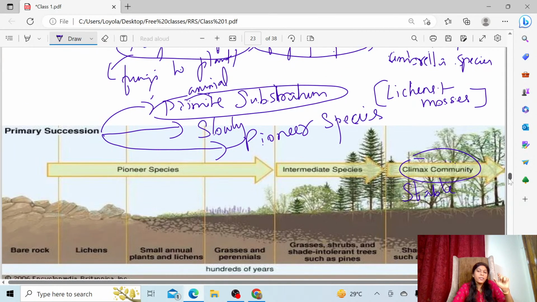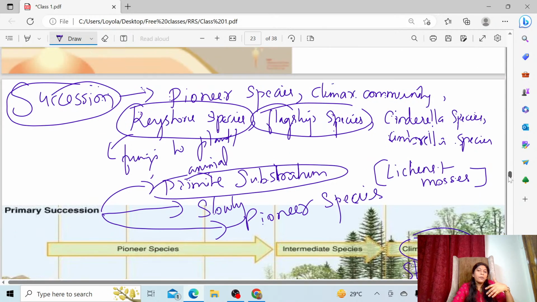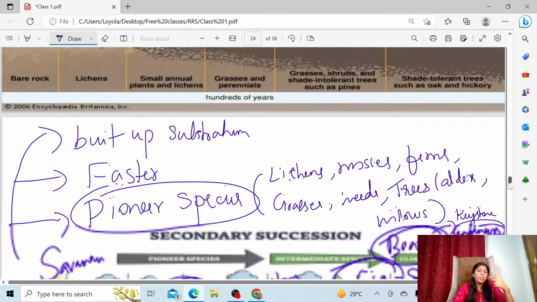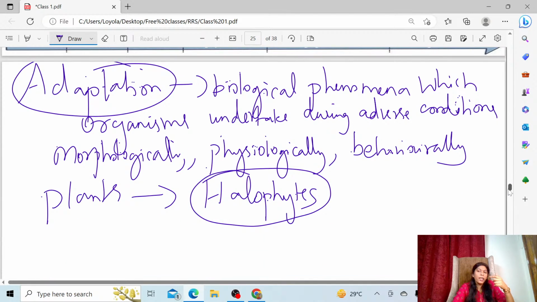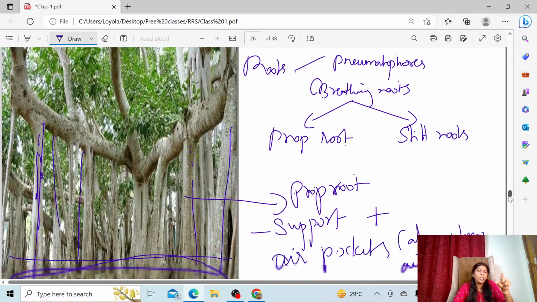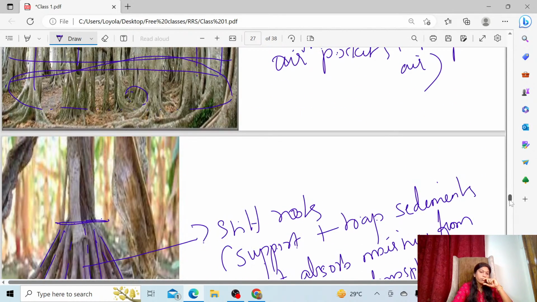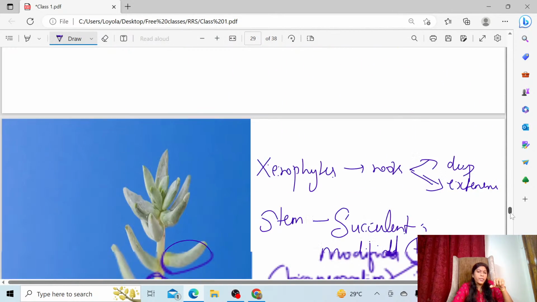Then we came to a topic called succession. In succession, we discussed 2 kinds of succession. One is primary succession, another one is secondary succession. And we also talked about different kinds of species. So this way only the questions will be shot up. Then the last one we talked about is adaptation mechanisms taken up by various organisms, especially the halophytes and the xerophytes.